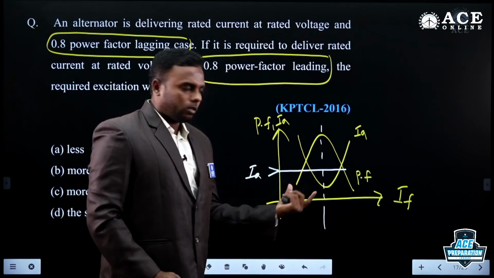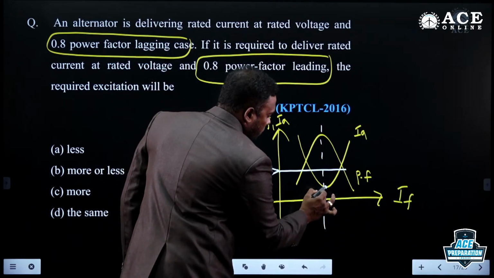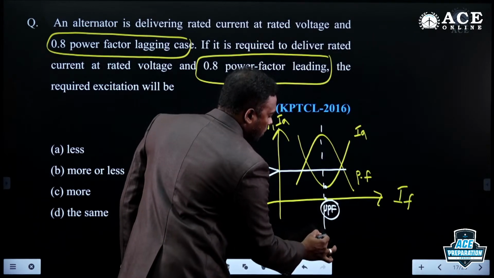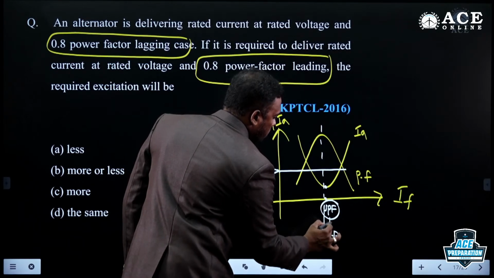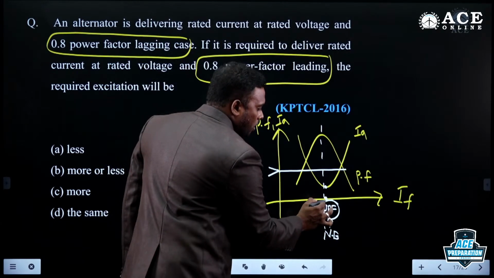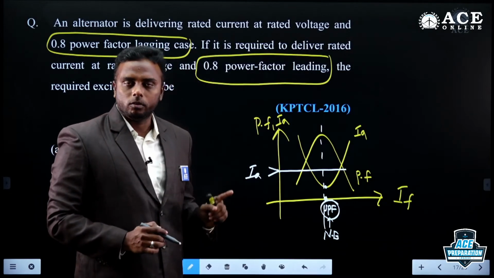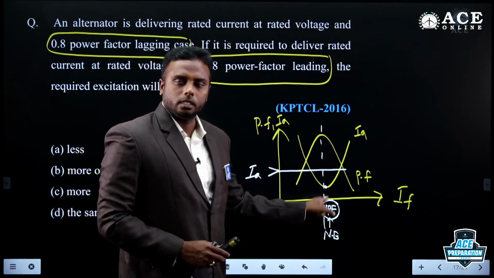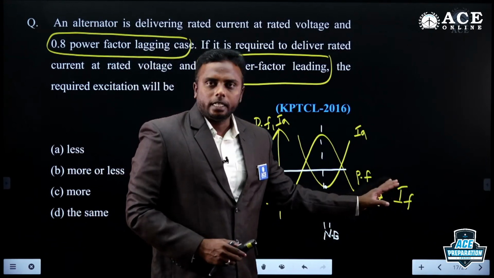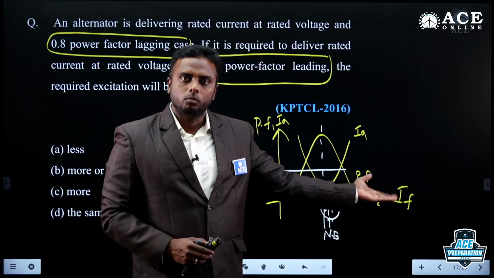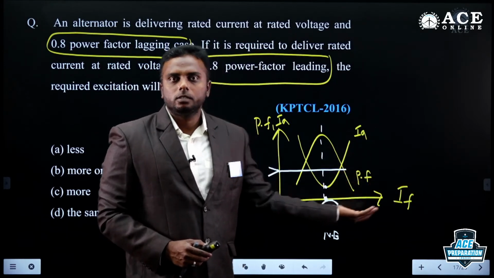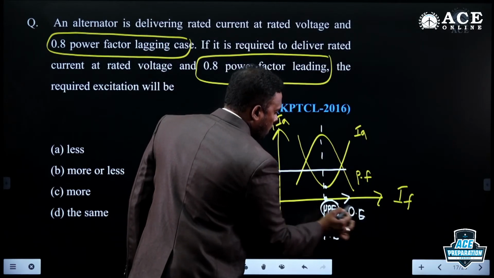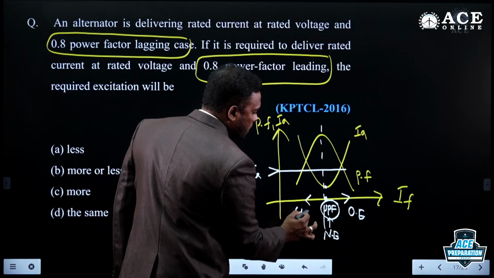In the V and inverted V graph, wherever we have this minimum current, that point is nothing but the UPF condition. That is called normal excitation at unity power factor, whether it is an alternator or a synchronous motor. Excitation is nothing but field current only. More field current means more excitation, less field current means less excitation. So here field current increases, so this is over excitation. Field current decrease towards this is under excitation.